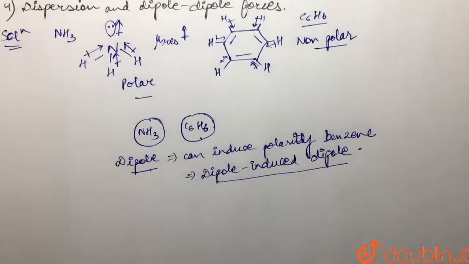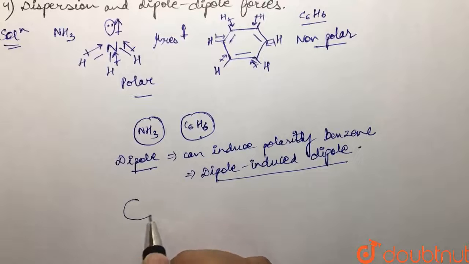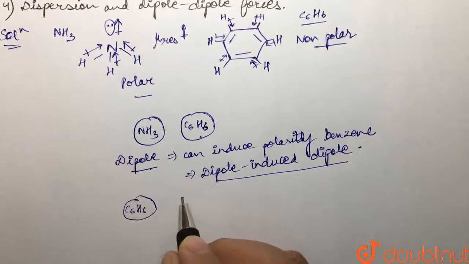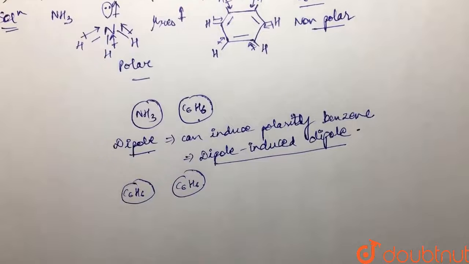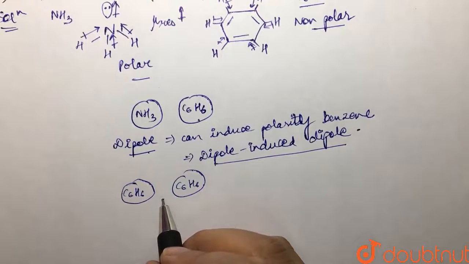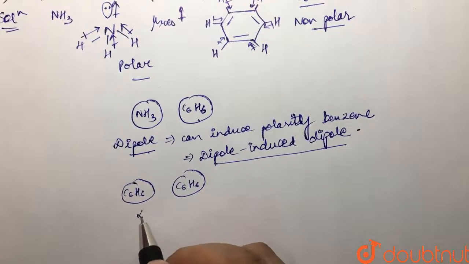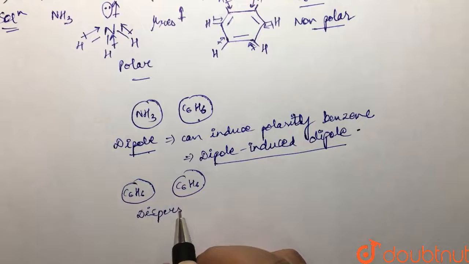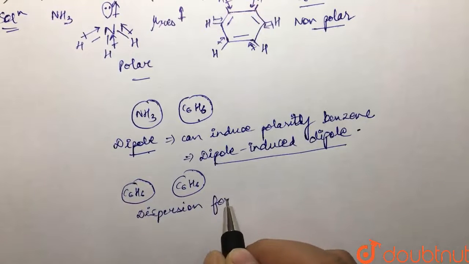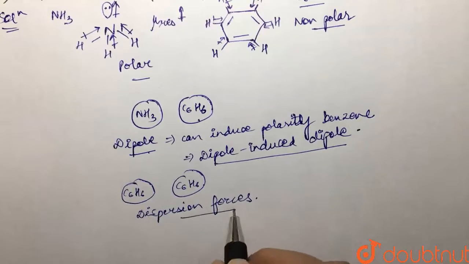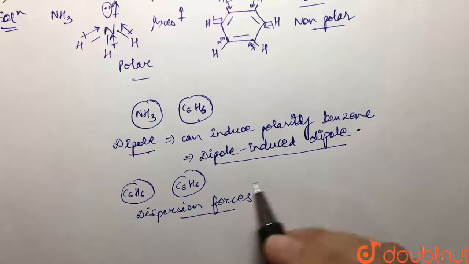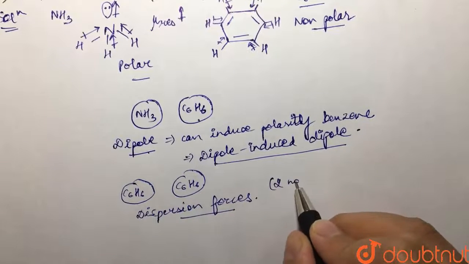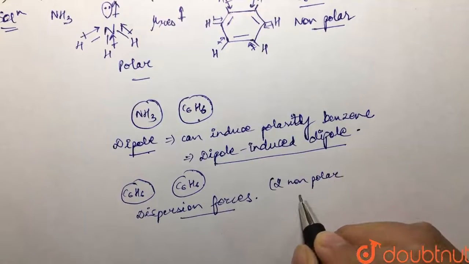Then if we talk about between two benzene molecules, C6H6, they are both non-polar. So the force that exists between two non-polar molecules is the dispersion force. This is basically the type of van der Waals force that exists between two non-polar molecules.